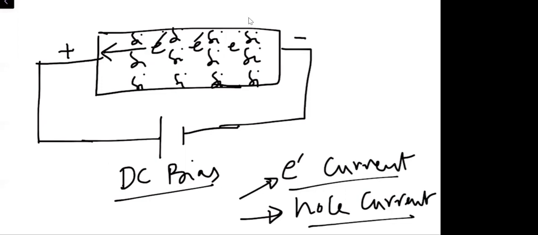Sir, holes are positive charges? Holes are basically the void of electron, right? Void of electron means whenever there is no electron available, a hole is created, right?